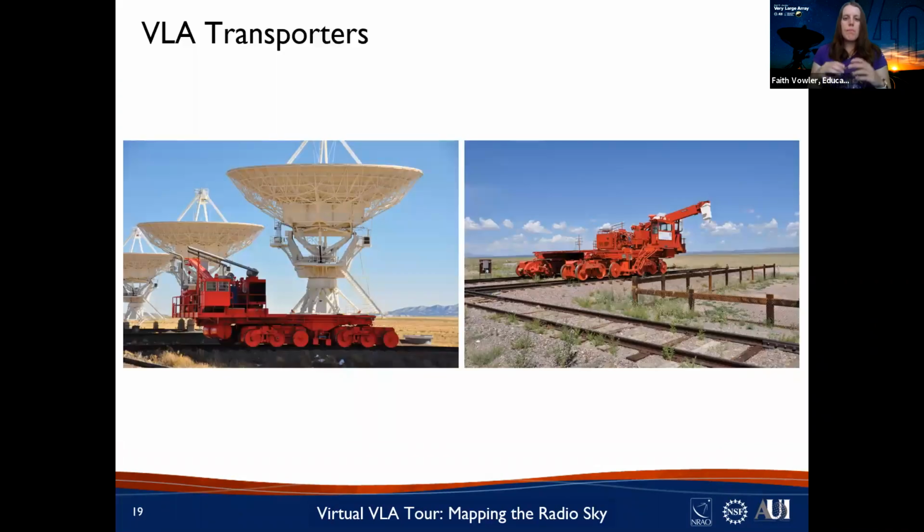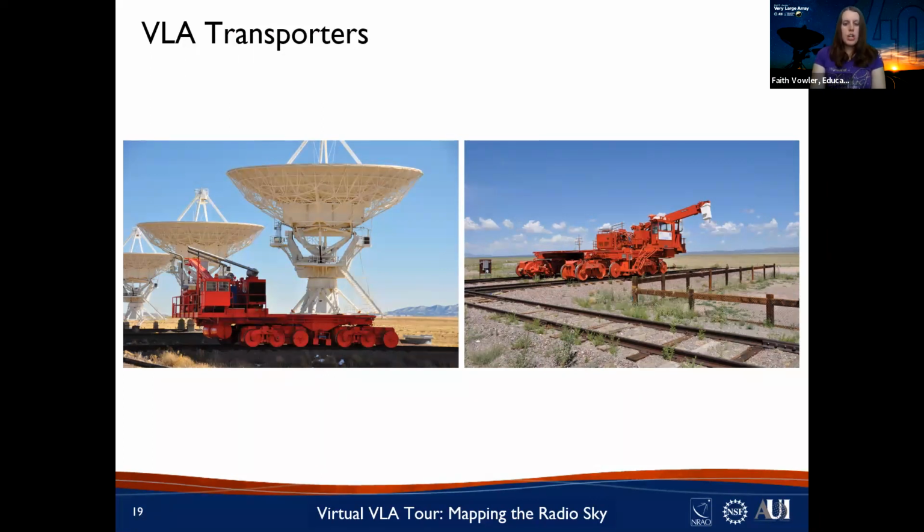And so when we move these antennas from these different configurations, we use our VLA transporters. There are 2 of them, and they were uniquely made to carry the VLA antennas. So they're the only 2 like them in the world. Our antennas weigh 230 tons or 460,000 pounds. So naturally, we did have to specially make these machines to be able to carry those.